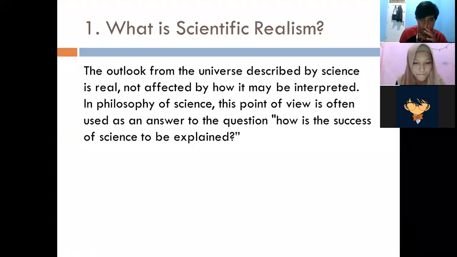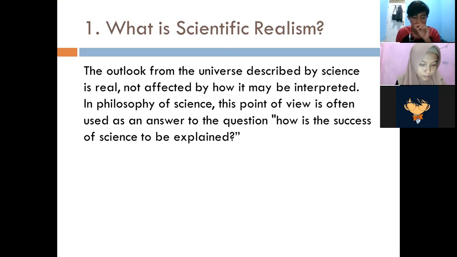Next slide, please. Okay, so what is scientific realism? Actually, scientific realism is a positive epistemic attitude toward the content of our best theories and models, recommending belief in both observable and unobservable aspects of the world described by the science. So the universe described by science is real. It means that anything that happens in the world is real and not affected by how it may be interpreted. In philosophy of science, this point of view is often used as an answer to the question, how is the success of science to be explained?